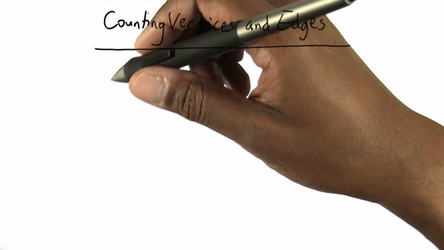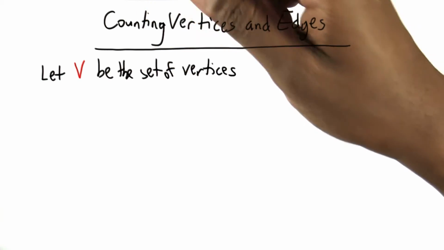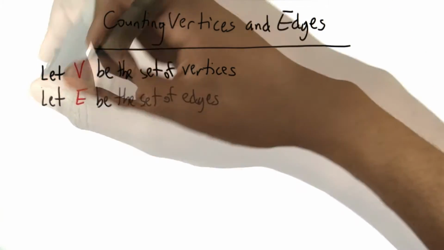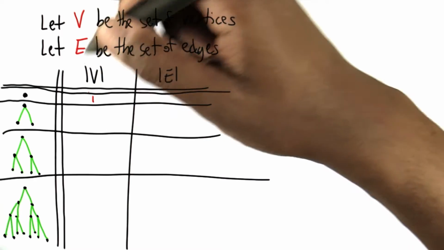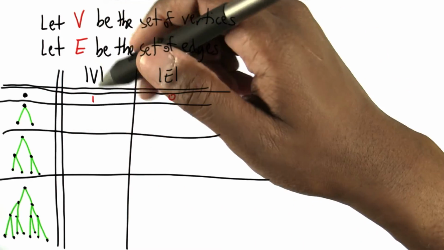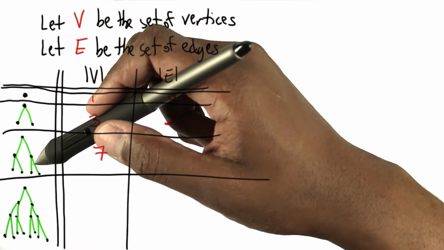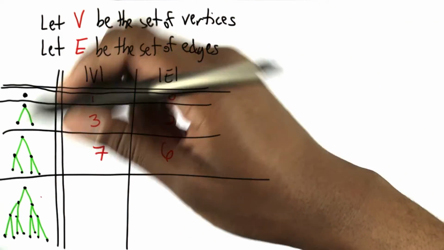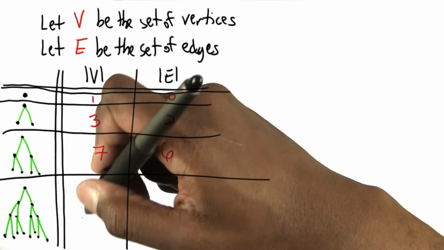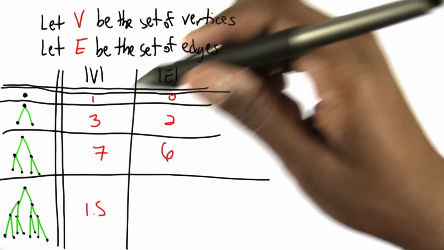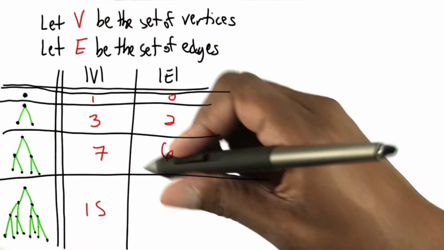Now let's count vertices and edges for trees. Throughout this unit, if we're not going to say what V is, it's generally going to be the set of vertices of the graph under consideration, and E will be the set of edges. If you look at this one-node graph, it has one vertex and no edges. This three-vertex graph has two edges. The seven-vertex graph has 6 edges. And how many nodes does this graph have? 15. This 15-node graph has how many edges? 14 edges.